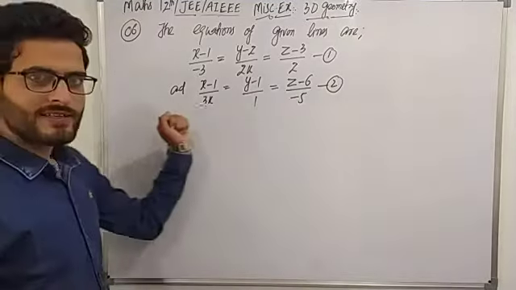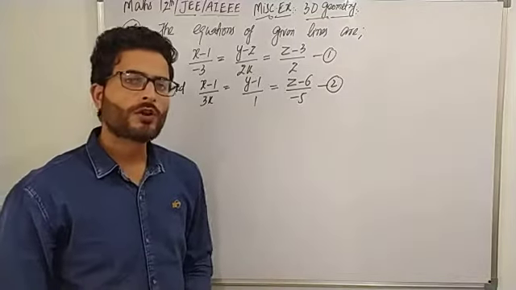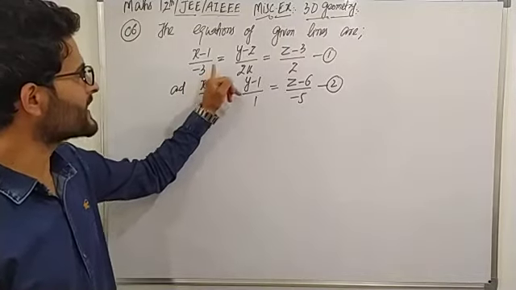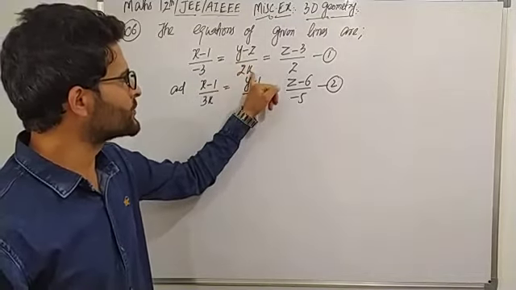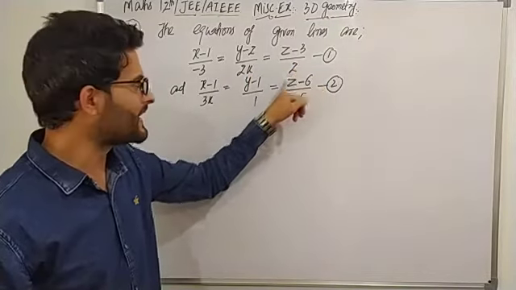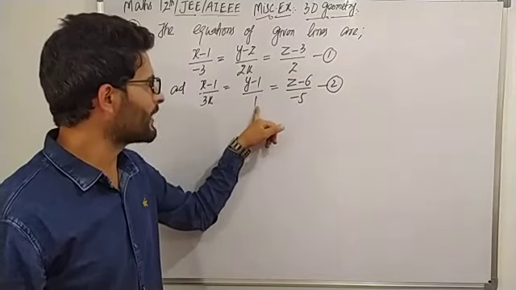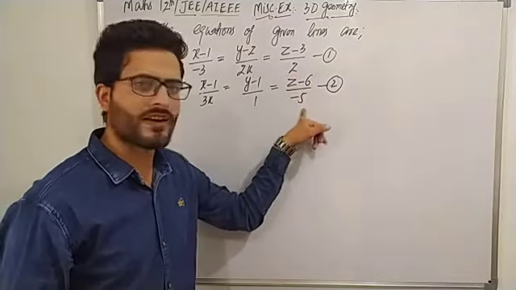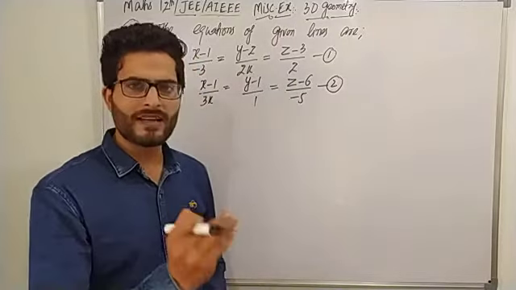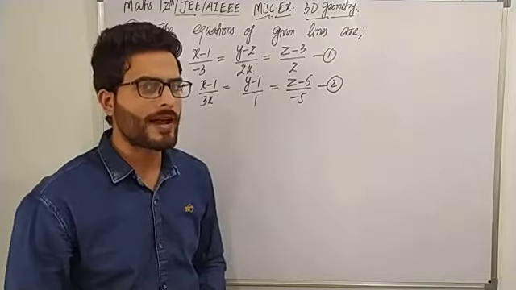Now we are on question number 6 of the same miscellaneous exercise, and in that question we have the equations of two given lines, x minus 1 divided by minus 3, and that's equal to y minus 2 divided by 2k, and that's equal to z minus 3 divided by 2, and the equation of the second line in Cartesian form is x minus 1 divided by 3k is equal to y minus 1 divided by 1, and that's equal to z minus 6 divided by minus 5. So both the equations are of the form x minus x1 by a equal to y minus y1 by b, and that's equal to z minus z1 by c.